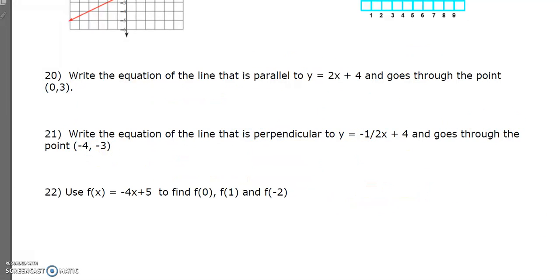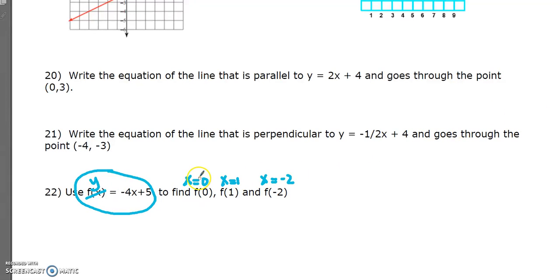All right, number 22 says, use f of x equals negative 4x plus 5 to find f of 0, f of 1, and f of negative 2. Remember, f of x, you guys, that's just a fancy way to write a y. And f of 0 means x is 0. F of 1 means my x is going to be 1. And f of negative 2 means my x is going to be negative 2. So we're going to take this equation and simply replace my x with the given numbers and find the y values.